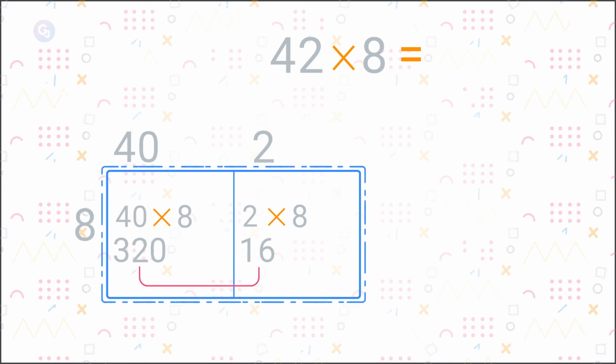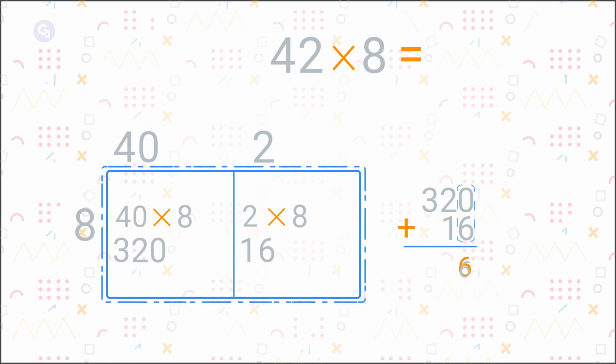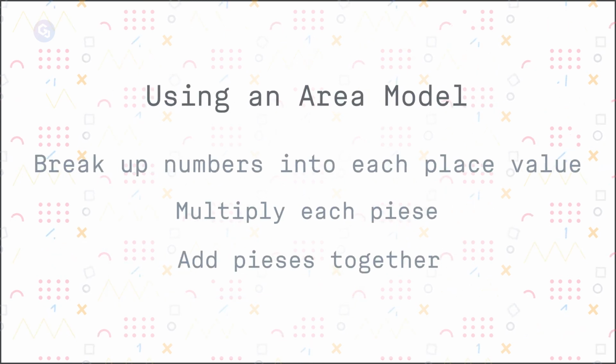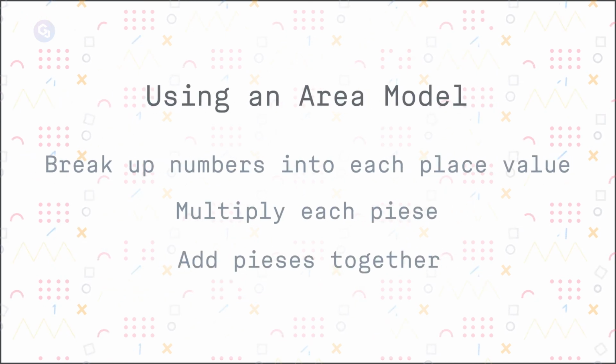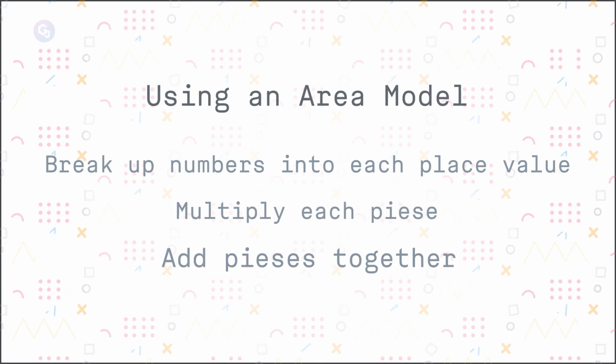Now you add 320 plus 16. Well, 0 plus 6 is 6, 2 plus 1 is 3, and 3 plus nothing is 3. So 42 times 8 is 336. From today, remember, when you're using an area model, break up your numbers into each place value, then multiply each piece one at a time. Finally, just add together all the pieces you have to find your answer.